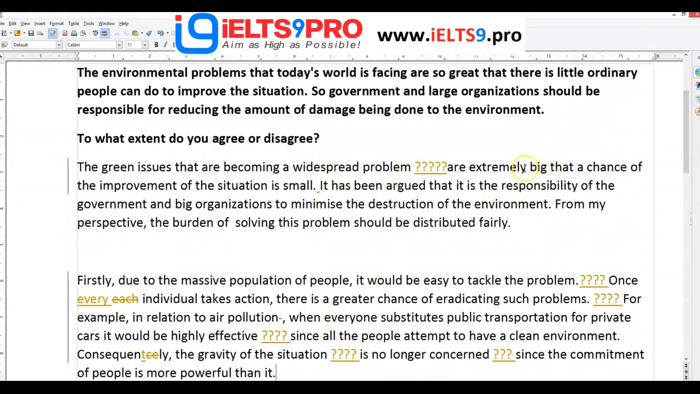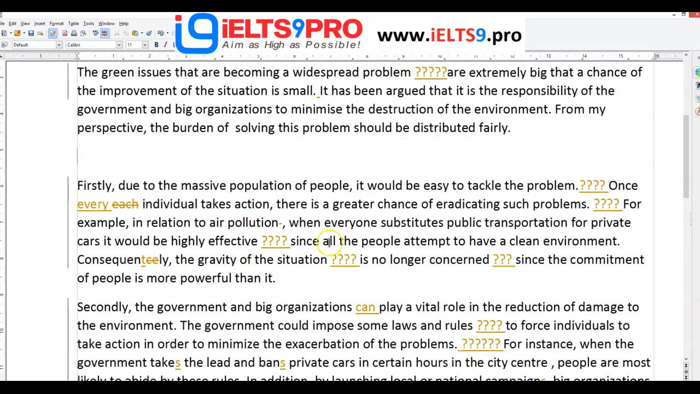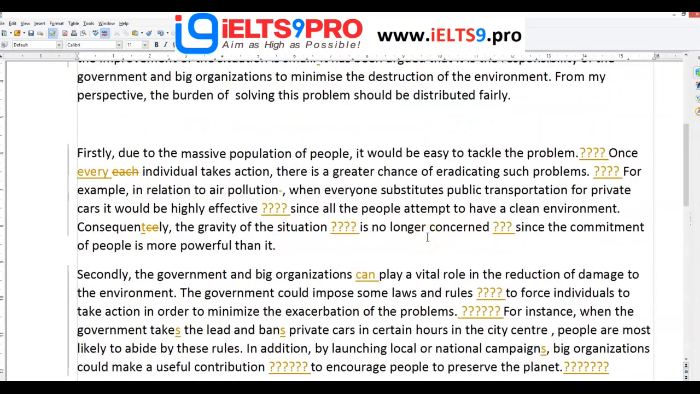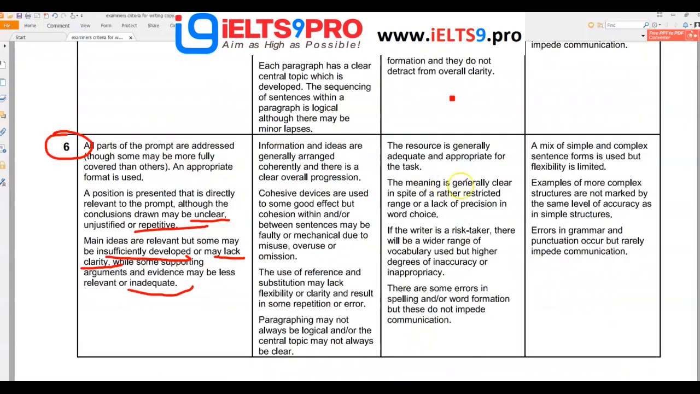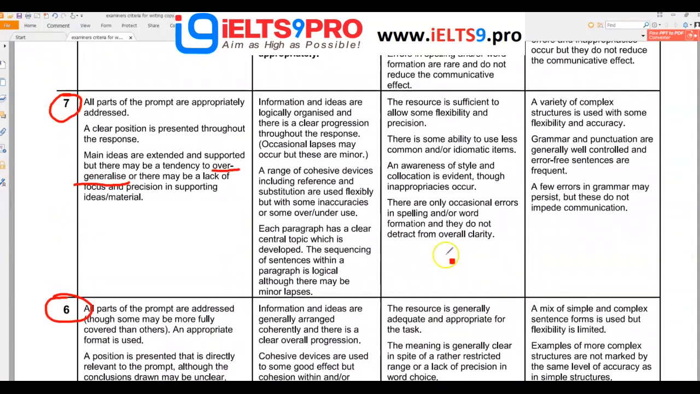Problem in my destruction, extremely. Yeah, we've got some collocations that don't quite work. What's the population of people? Some phrases don't quite work out. Problem with eradicating such problems, and you've got problem. Problems. I think the vocab's not too bad. It's not too bad. Less common items occasionally.